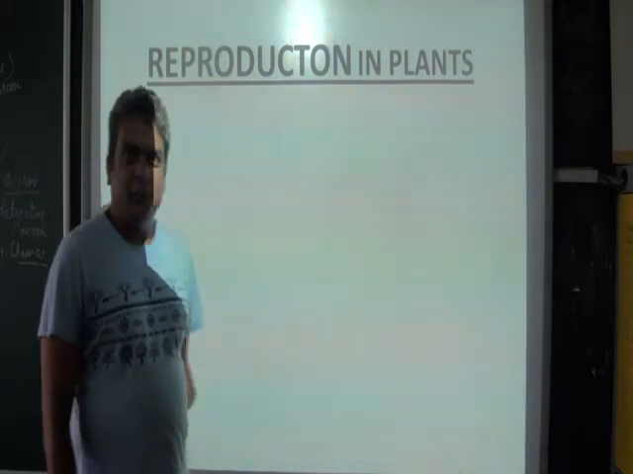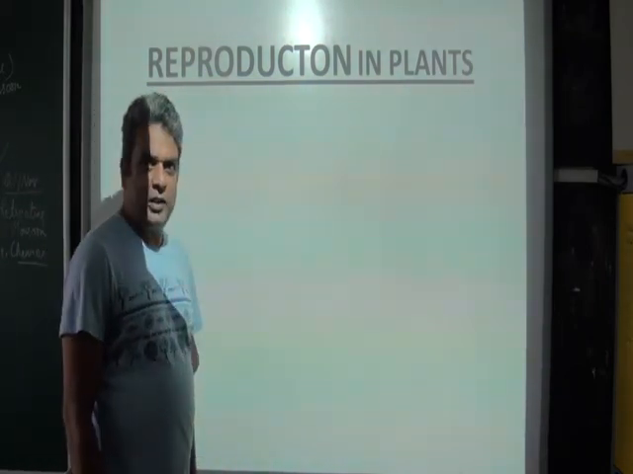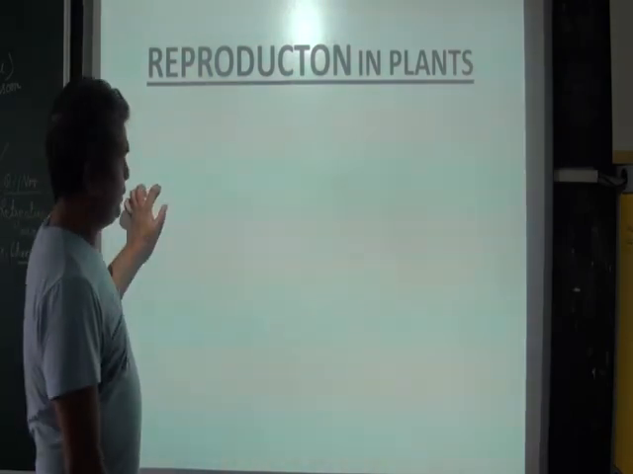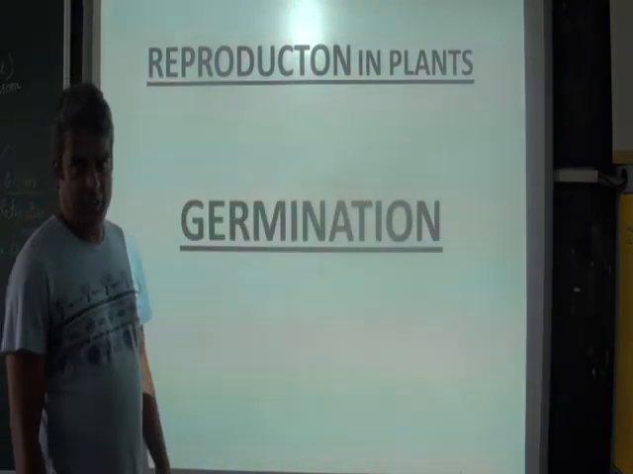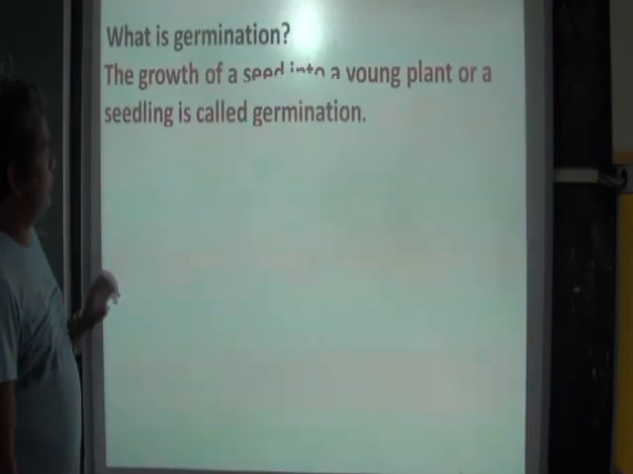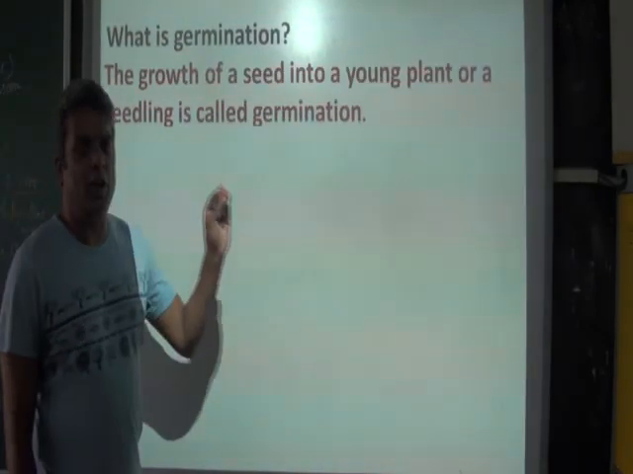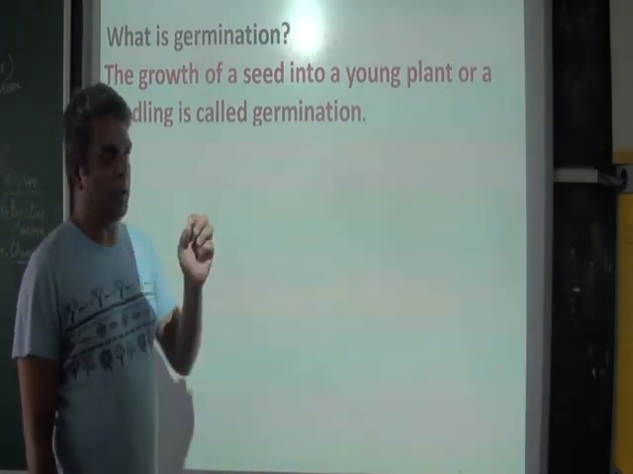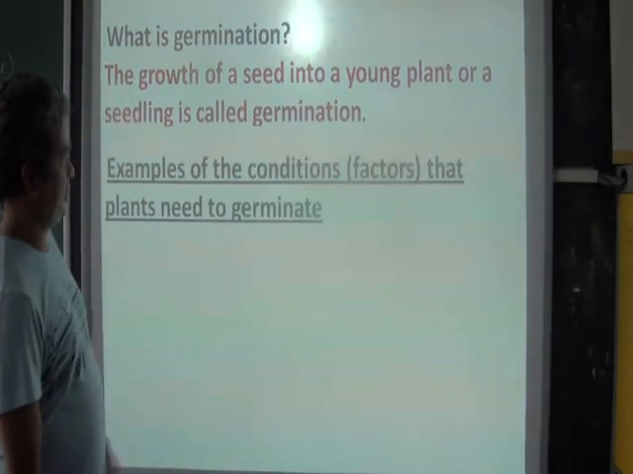Hi everybody, today we'll continue with a science chapter, reproduction in plants, and in reproduction in plants we will do germination. Now what is germination? First you need to understand. What is germination? The growth of a seed into a young plant. When a seed changes into a baby plant, that is called germination.